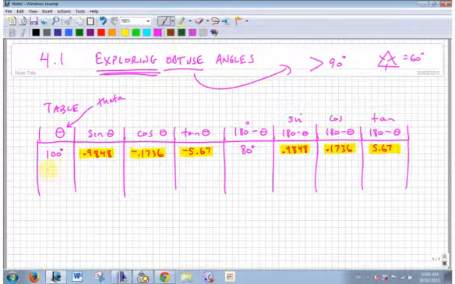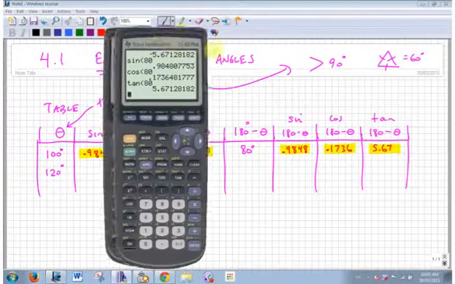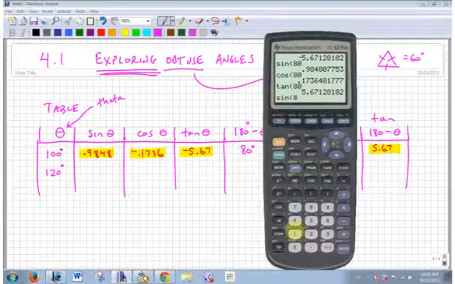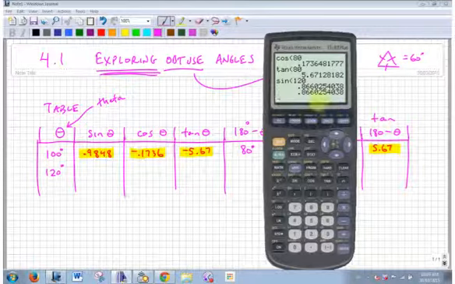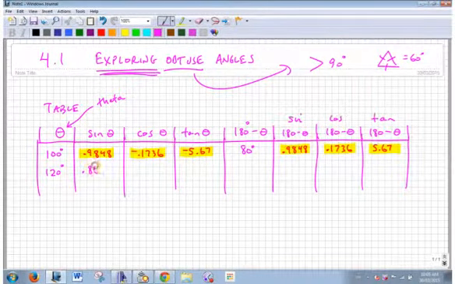So let's just do one more. Let's say, nice number, 120 degrees. Let's take the sine of that. And I get 0.8660. And let's jump right on over to this column. Any predictions of what the sine of, what's 180 minus 120? 60. Any guesses as to what the sine of 60 is going to be?